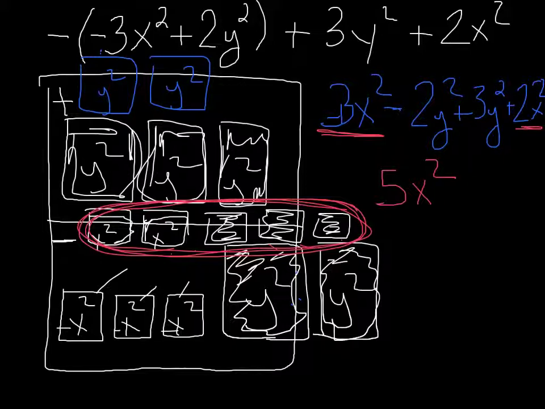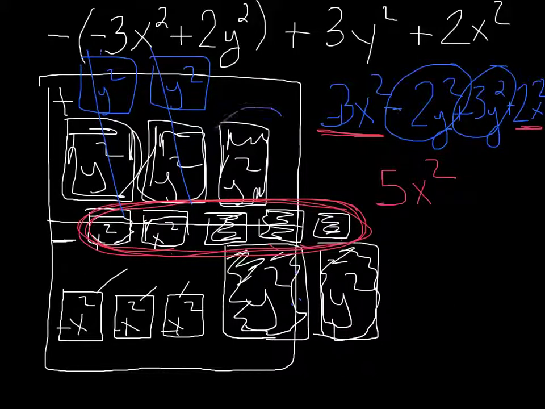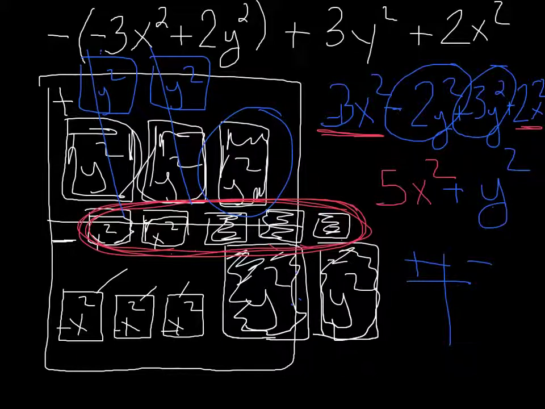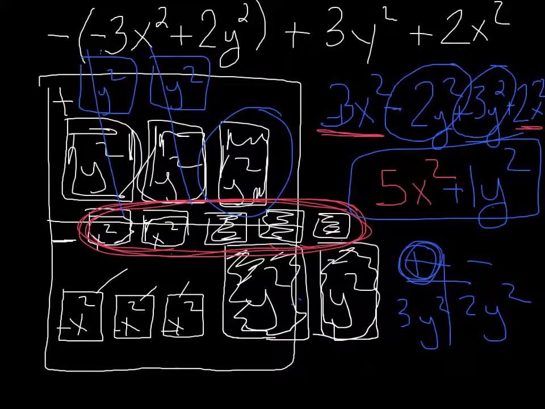Now, what am I going to do with the negative 2y squared and the positive 3y squared? They make zero pairs. And what am I left with? 1y, so plus y squared. Or it could be y squared plus 5x squared. Another way, when we're not using algebra tiles, it's negative 2y squared plus 3y squared. Who won? Positive team, by 1y squared. And there's your answer. Pretty easy, not that difficult.